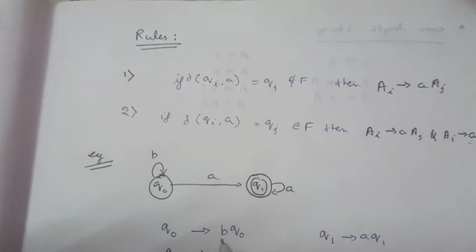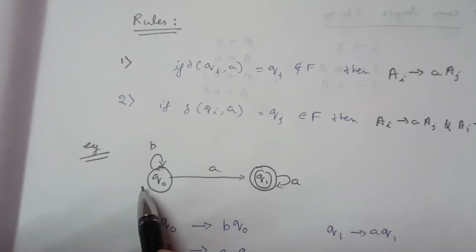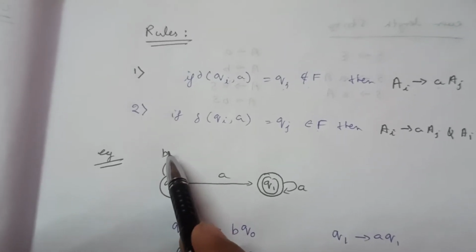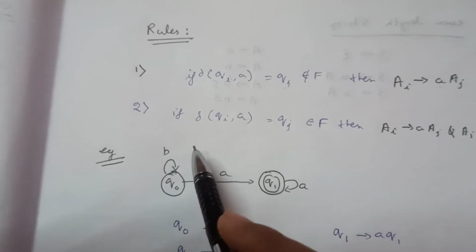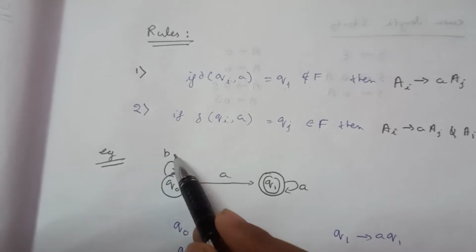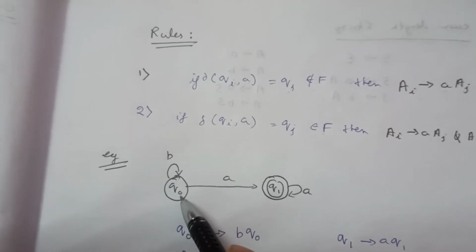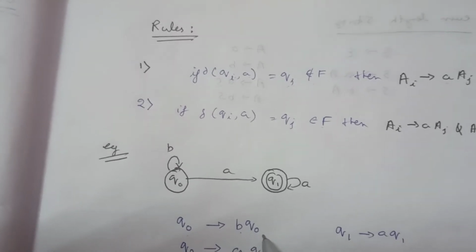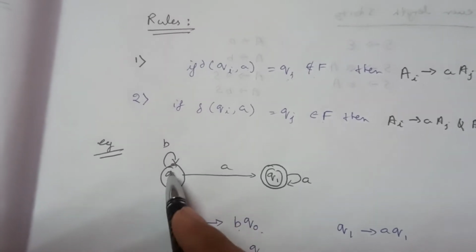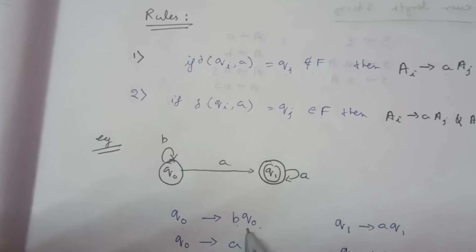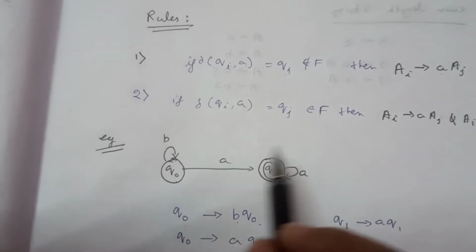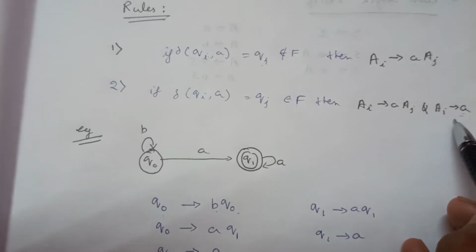Okay, so for here check the example: the state we are particularly in is q naught, the input symbol we are getting is b, and the state we are reaching after getting this input symbol is again q naught. So from q naught we are getting input symbol b and again reaching q naught. So that's why we have added this. And is q naught a final state? No, so we are not adding the string q naught to b.